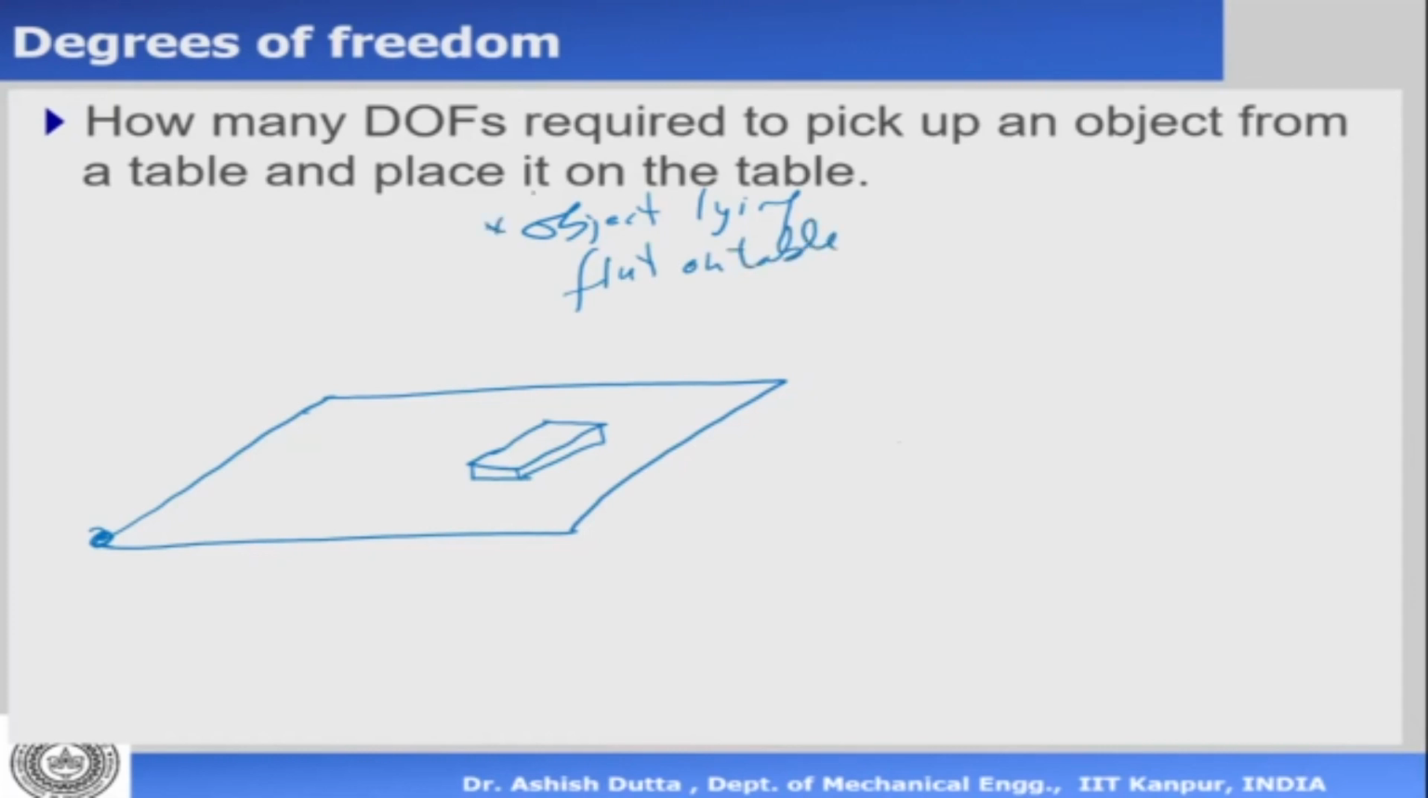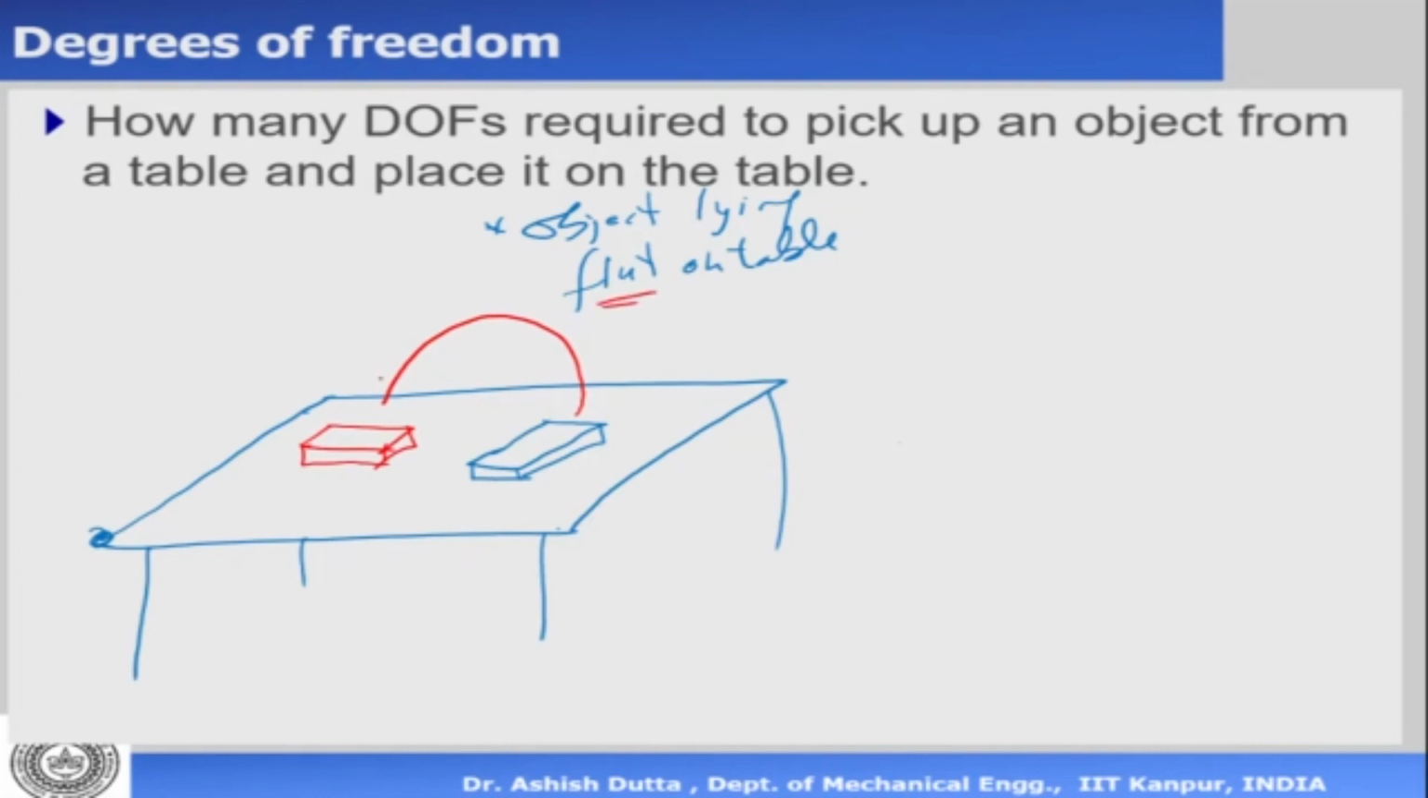So I want to pick up this object and I want to place it somewhere else. So this is one object, this is the table. I want to pick it up and place it somewhere else. Pick it up and place it like this. I placed it like this now, flat on the table. Please note that it is flat on the table.